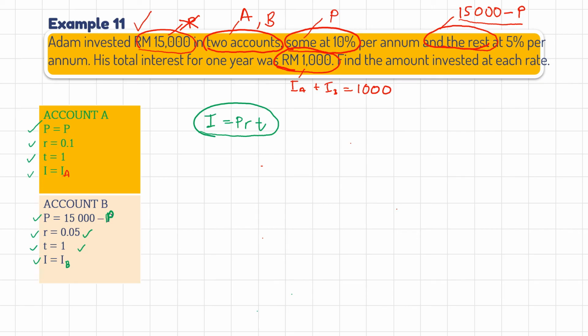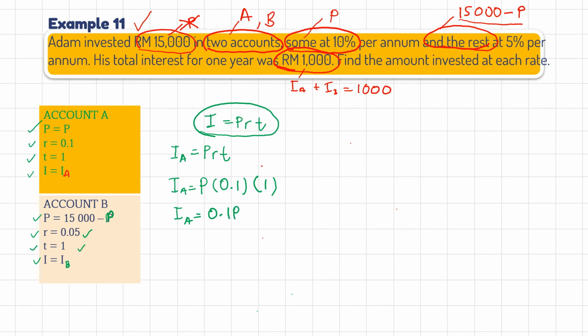Let's do it for each account. For account A, I will write such that IA equals to P times R times T. IA is the one that we don't know, but we know the total interest for account A and B is 1,000. Just put any information that we have in the formula. So IA is equal to P, R is 0.1 and T is 1. We simplify the equation, we will get IA equals to 0.1P.